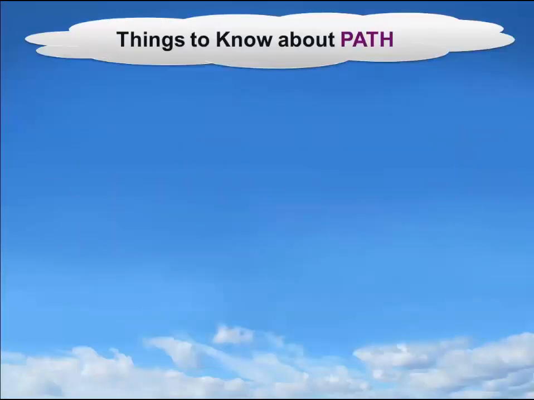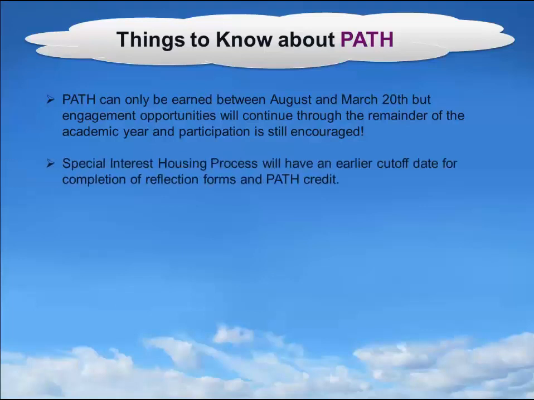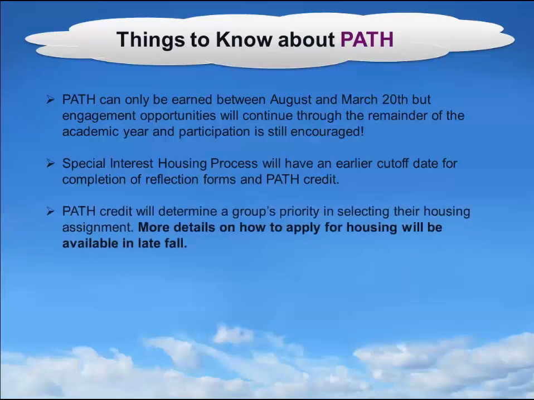Some additional things to know about PATH include that PATH can only be earned from the start of the fall term through March 20th, which is when the housing assignments process will begin. That being said, students will continue to be encouraged to remain active members of their community. Because the special interest housing process begins earlier than the general housing assignment process, PATH credit will only be accumulated up until the start of the process and will only be used to set the priority for placement of all approved applications. As a reminder, in order for PATH to be fully credited to you, all post-event forms must be completed within 1 month of your participation.